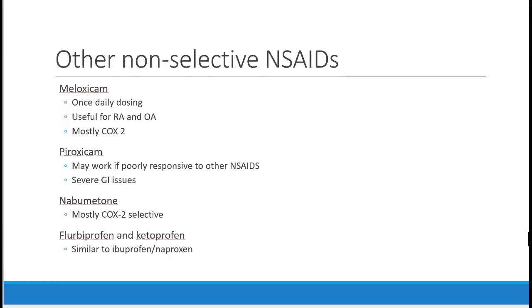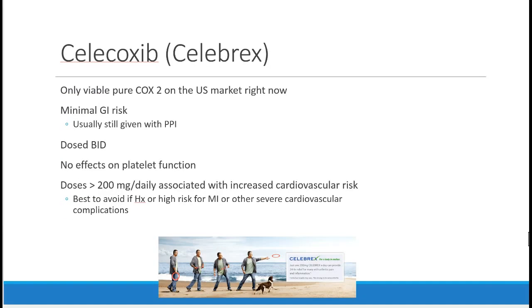Some other non-selective NSAIDs here. However, meloxicam is an interesting drug because it's once daily dosed, so it's pretty convenient from that standpoint. And it's mostly COX-2 selective, so it doesn't have as much COX-1 activity. And then there's some other medications I'm not super concerned about.